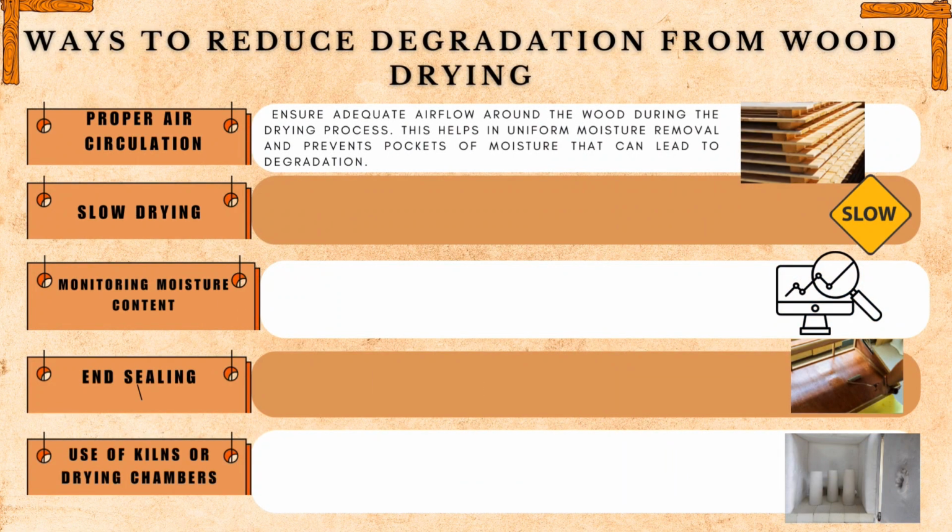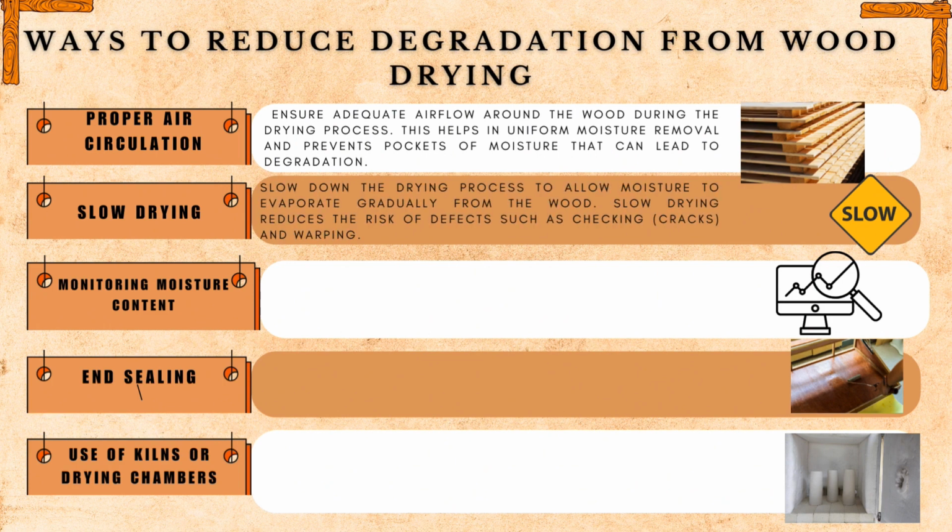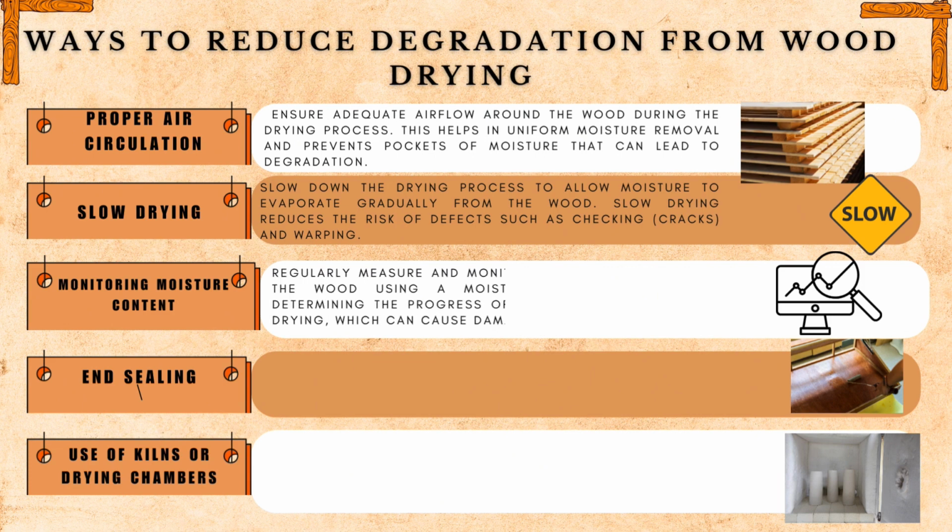One of the ways is proper air circulation. Adequate airflow around the wood is ensured during the drying process. This helps in uniform moisture removal and prevents pockets of moisture that can lead to degradation. Next way is slow drying. The drying process is slowed down to allow moisture to evaporate gradually from the wood. Slow drying reduces the risk of defects such as cracking and warping.